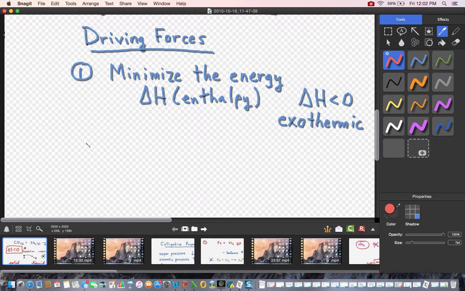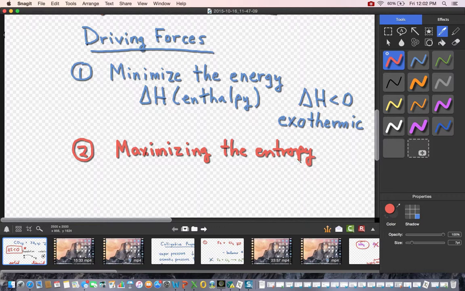The second driving force is maximizing the entropy. Most people think of entropy as a measure of disorder. That's really got a lot of problems. Of course, we know that entropy is delta S, and delta S should increase in a system.